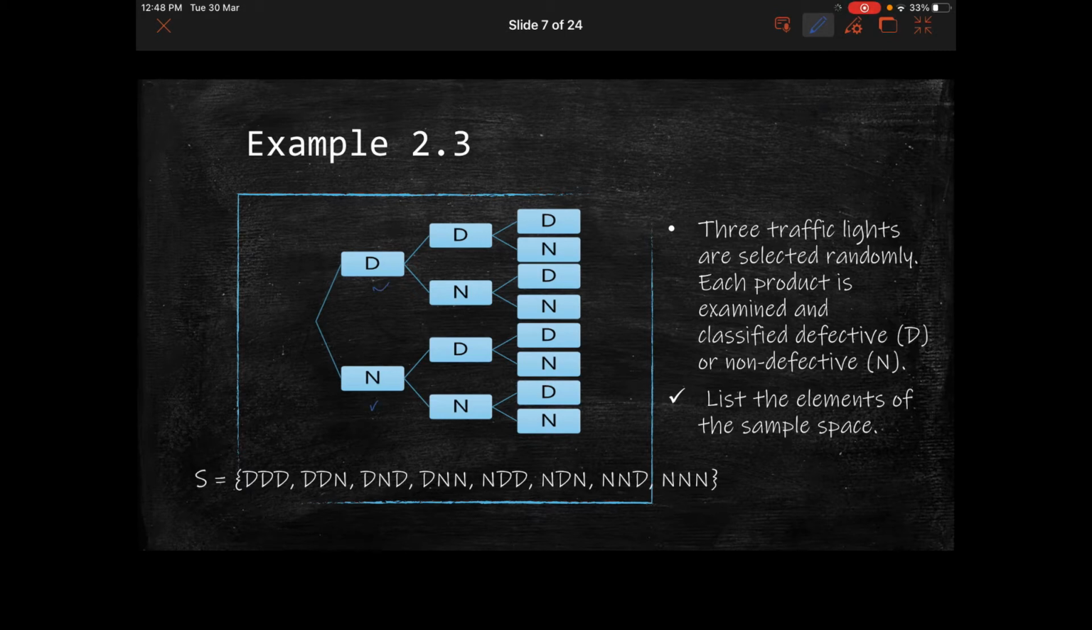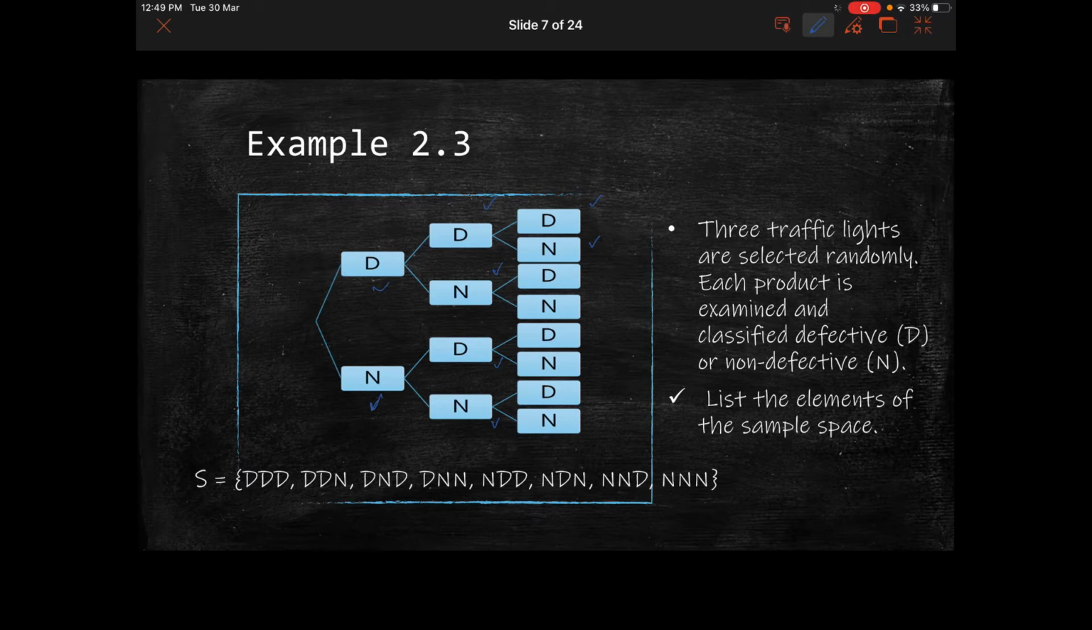Okay. Now let's say if we get D for the first one, then for the second event, we get another two possibilities, D and N. Likewise, if we get an N during the first traffic light here, on the second event, we can also get D and N chances. Okay, so then the same process for the third one. So every D and every N, we also get the possibilities of D and N again. Okay, so notice that we have the possible outcomes.